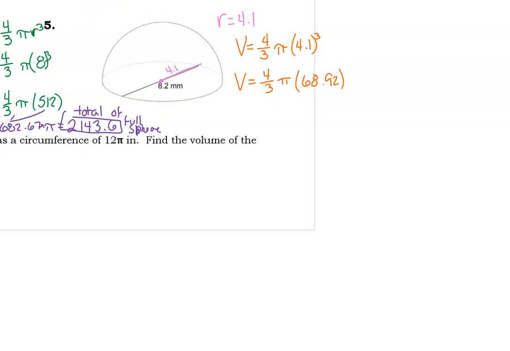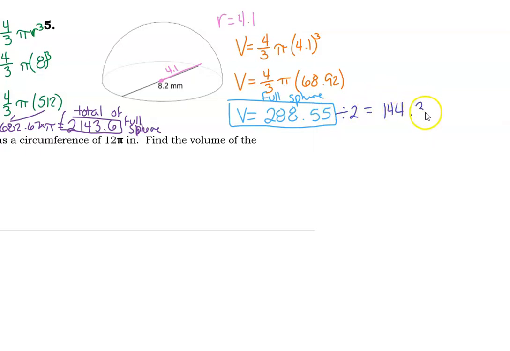So I just went ahead and simplified all of this. I multiplied 68.92 times 4 over 3 times pi, and I got my volume of my full sphere. Remember, this is the full sphere volume, 288.55 is my total volume. But I want half of the sphere. This is a half of a sphere. So to get the half sphere volume, I divide this by 2, and I get 144.3, and this is in millimeters again, and we're cubing it because it's volume and we're in 3 dimensions.